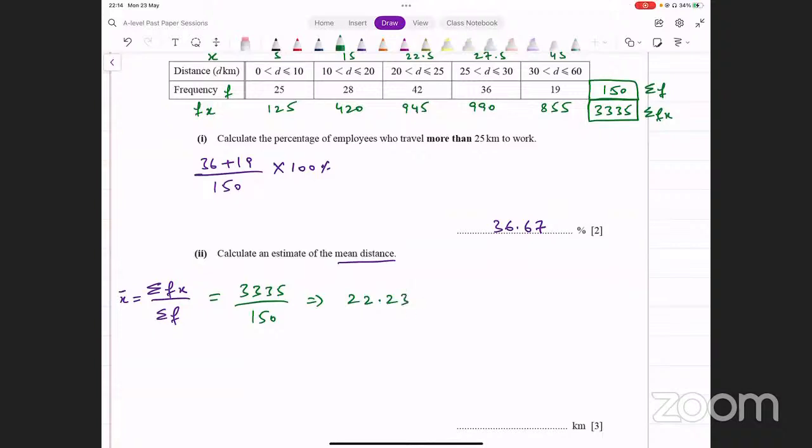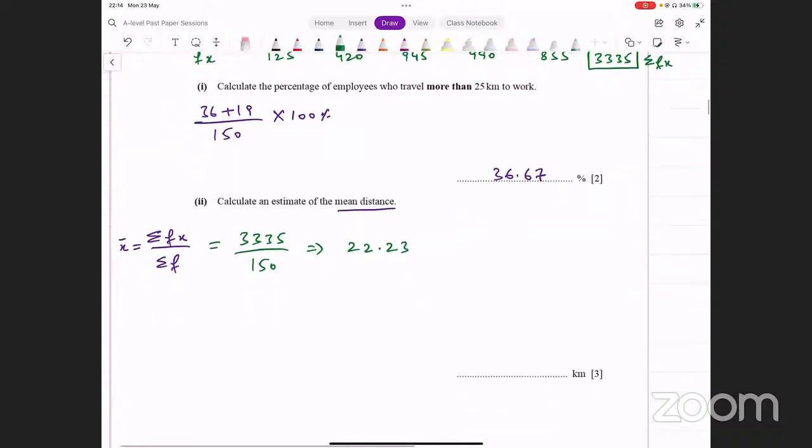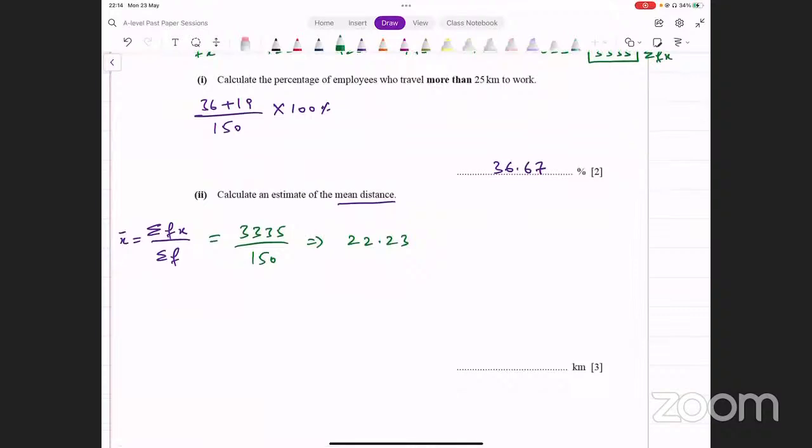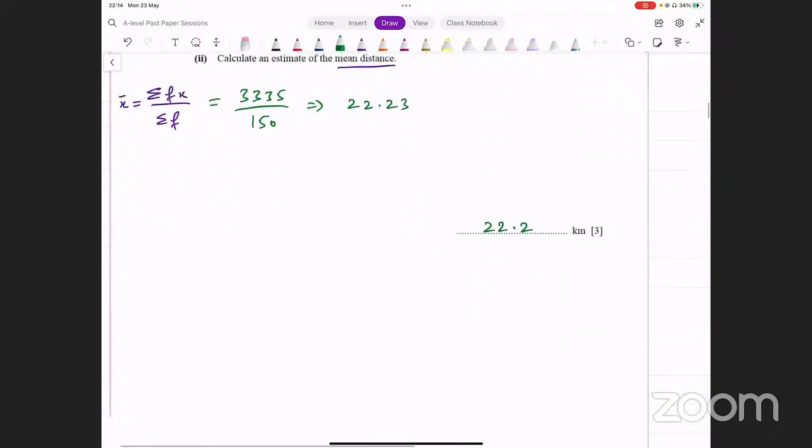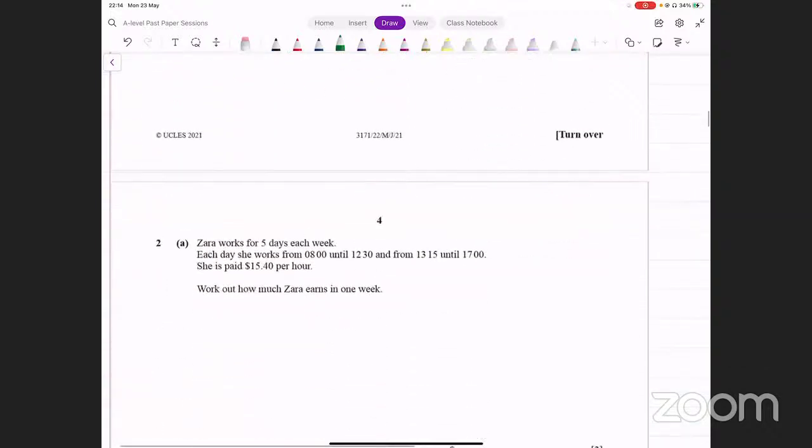If you want to round it off to 3 significant figures, that's going to be okay. You can do that, or you can just leave it like this, and that's also fine. ये आपके पास आ जाएगा 22.2 kilometers. That is the mean distance. ठीक है? Let's move on. That was question number 1. Let's move on to question number 2 now.